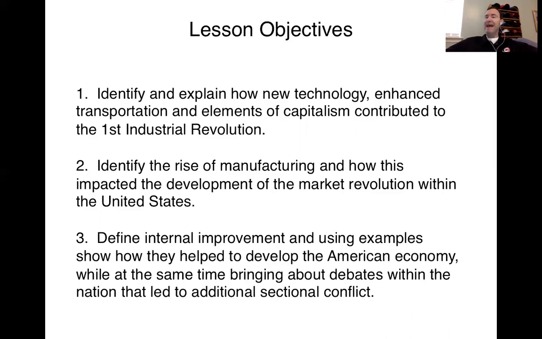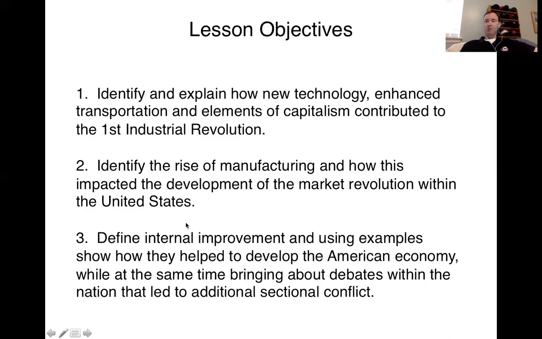What do all these things help us to be able to do that is going to put us in a better position to have a national economy and develop things like trade? And also, obviously, develop division within parts of the nation. Second, identify the rise of manufacturing and how this impacted the development of the market revolution within the United States. We're going to be building upon that objective a lot over the course of the next few days.